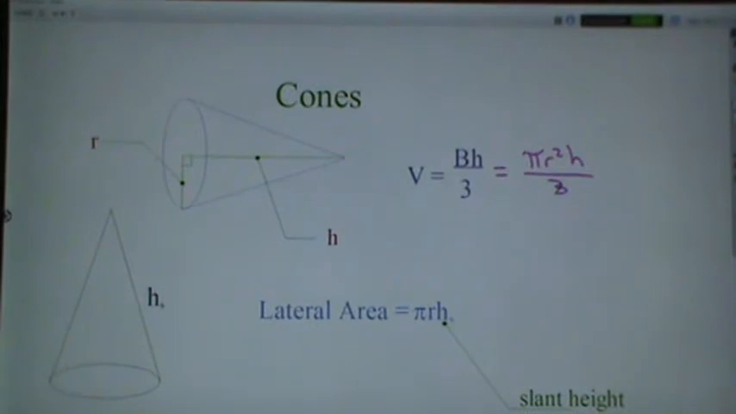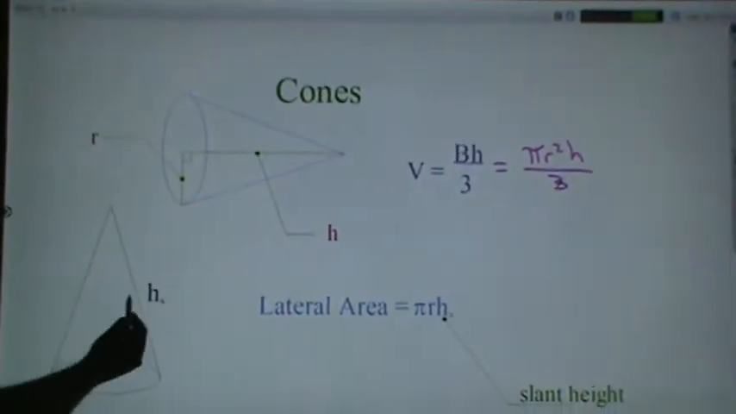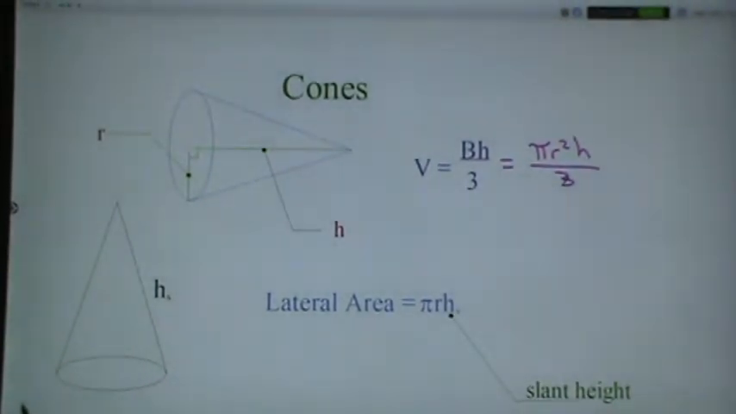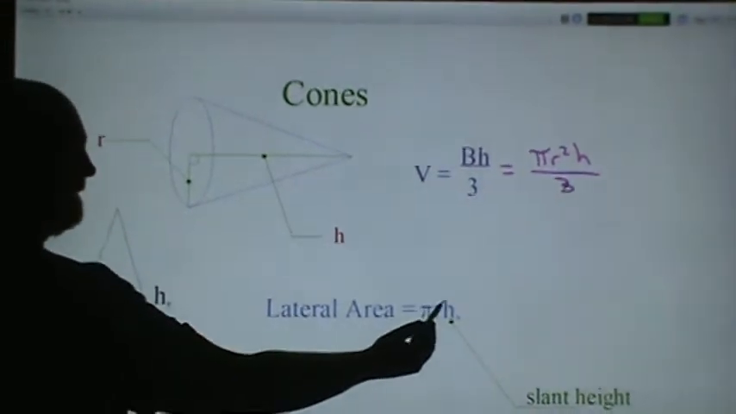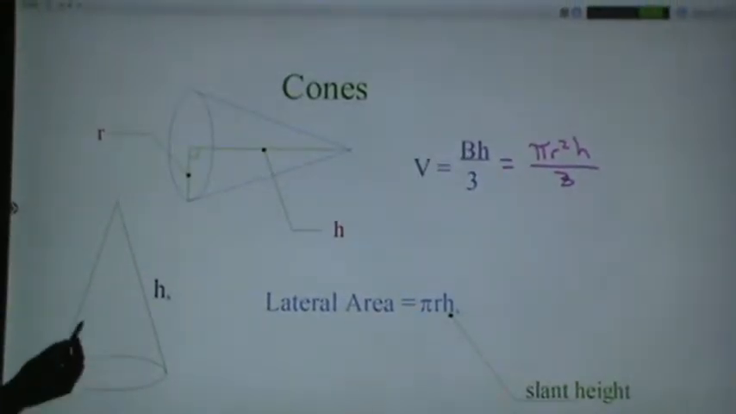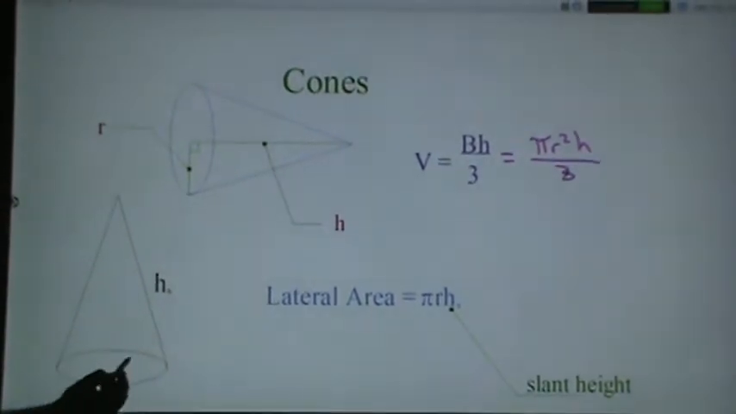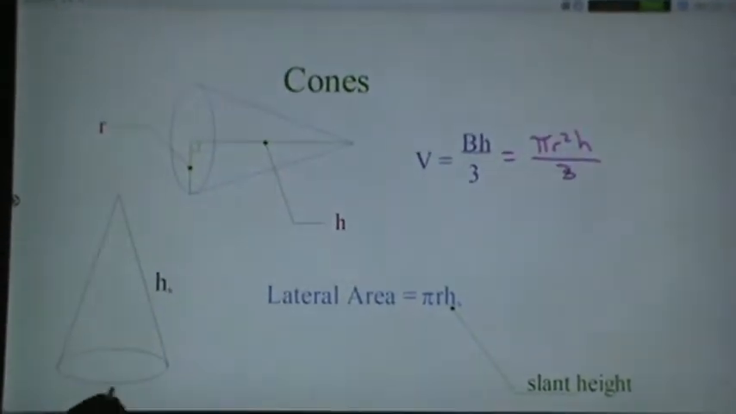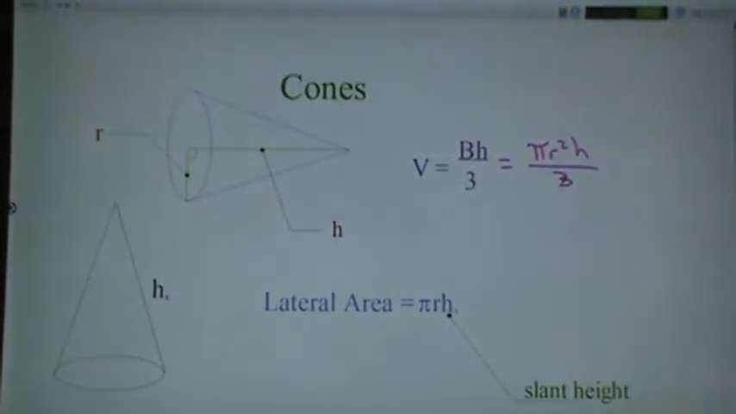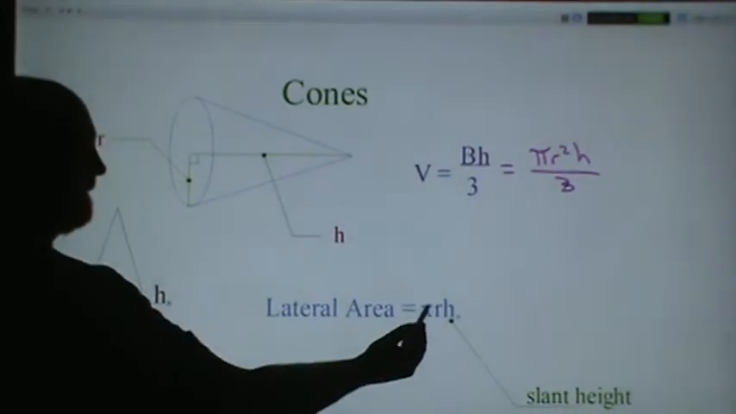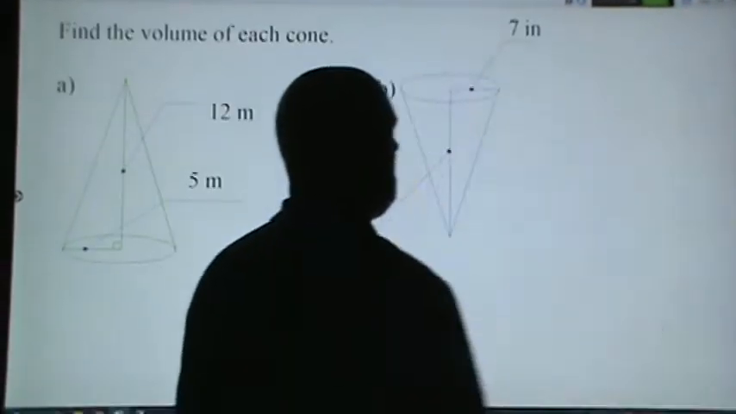You might be asked to find the lateral area of a cone. The lateral area being the area of everything except for the base. If you have to calculate the lateral area, you're going to want to use the formula pi r slant height, and that formula will calculate the area of everything except for the base. If we need the total surface area, then we have to add in the base, and since the base is a circle, we'll use pi r squared to get that area. But this formula of pi r slant height is used to get the lateral area.